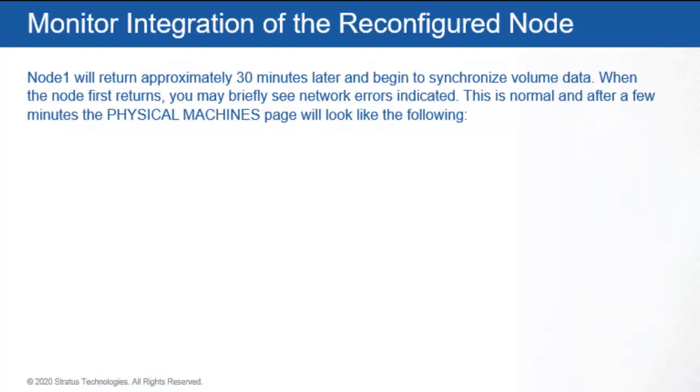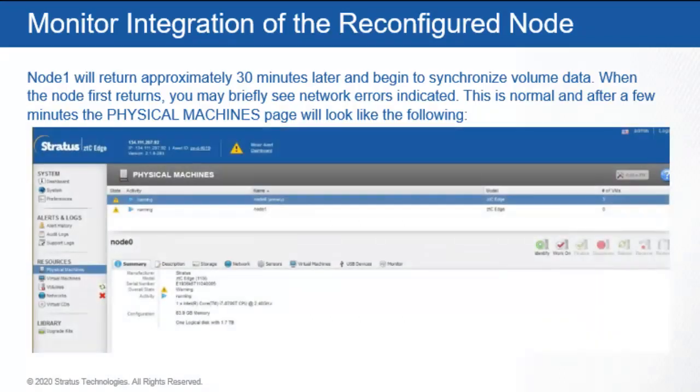Node 1 will return approximately 30 minutes later and begin to synchronize volume data. When the node first returns, you may briefly see network errors indicated. This is normal, and after a few minutes the physical machines page will look like the following.